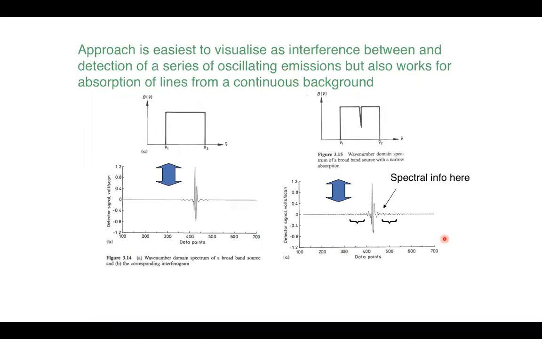So the approach is easiest to visualize as interference between and detection of a series of oscillating emissions, but also works for absorption of lines from a continuous background. So here we have the display of 2 frequencies here and here. So we have the wave number domain spectrum of a broadband source with a narrow absorption. So the absorption is here. And this is a wave number domain of a broadband source and the corresponding interferogram. So this interferogram is what is actually measured by our FTIR spectrometer.